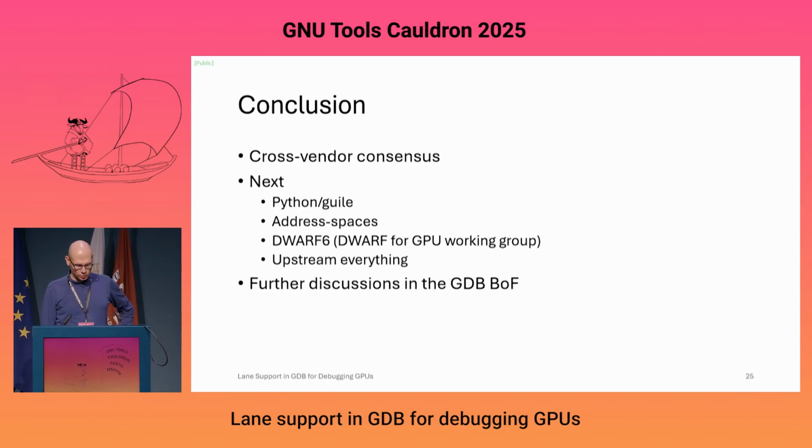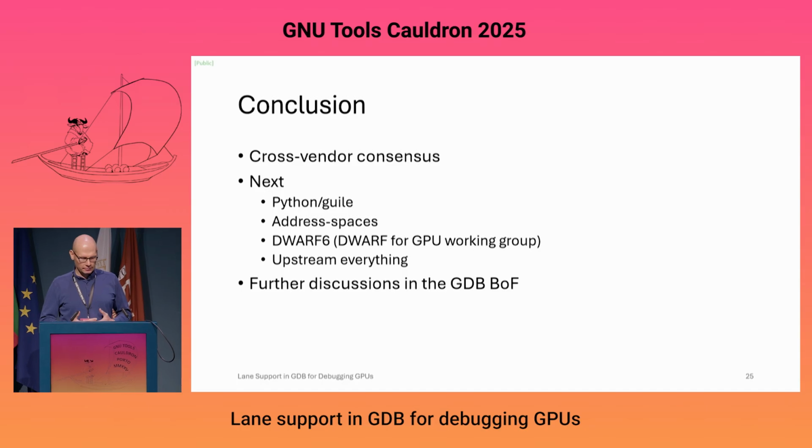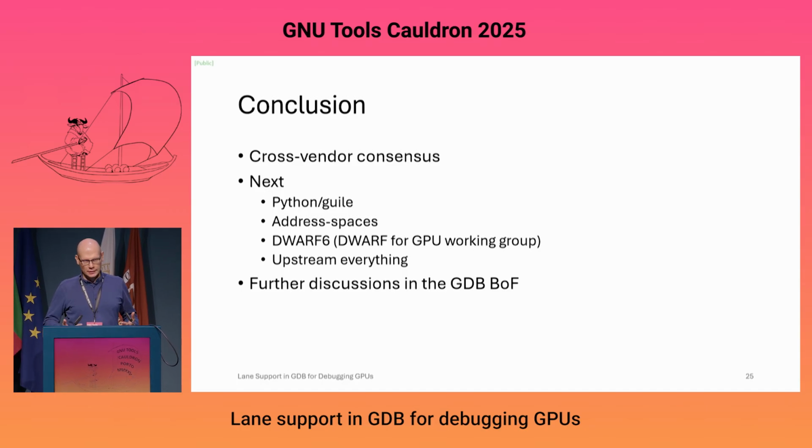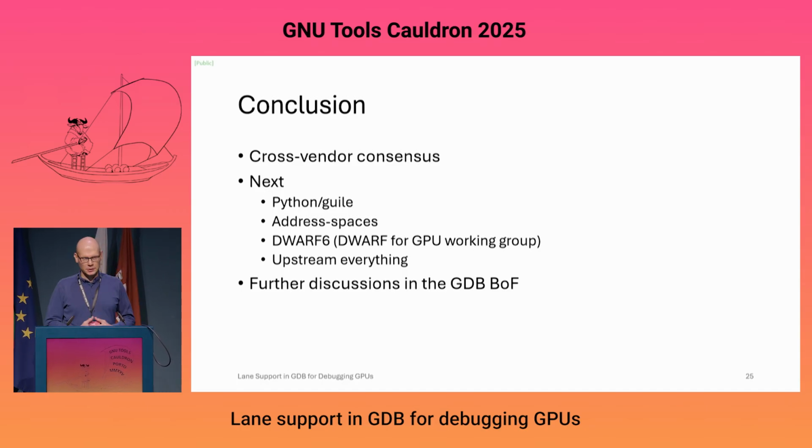So, to conclude, Intel and AMD came together, the developer teams, and I view this as a success, actually. It's been very, very effective and fruitful. So there's a consensus to add lane support at the user interface level, what kind of changes we want in GDB, new commands. So the consensus is there, and we would like to propose this to the community.